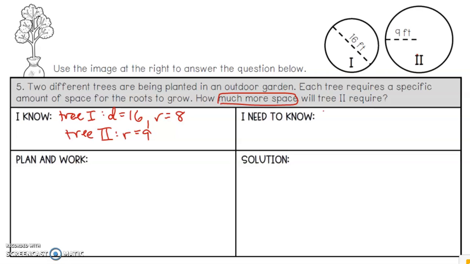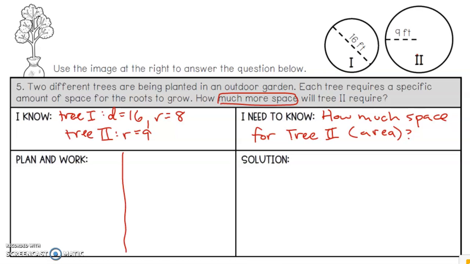What I need to know is how much more space for tree 2, which really is asking me, if I'm talking about space, I'm talking about area. Okay, so I need to know how much more area is needed. All right, so let's figure this out, our plan. I'm going to need to know, well, how much area for tree 1 and how much area for tree 2, right? Because if I want to know how much more, first I need to know how much for each one.